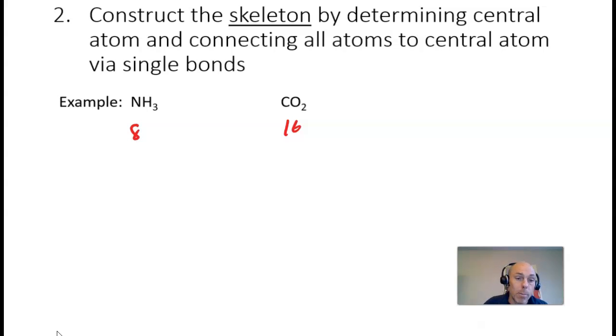The central atom can be determined one of three ways. It's almost always the first element written. In this case, that would be nitrogen or carbon. There's typically only one central atom. So there's only one nitrogen. There's only one carbon. That's another way we would know it's central.